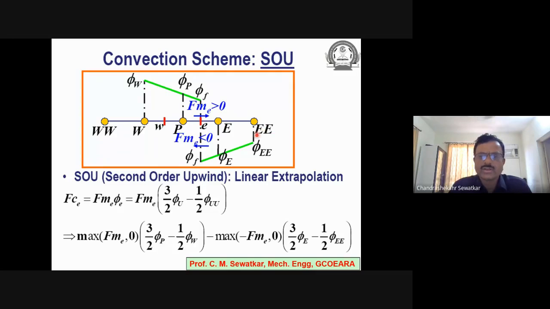But when the flow is occurring in negative x direction, my phi u is phi capital E and phi uu is phi capital EE. So I can again use the same methodology as we discussed in FOU. Maximum of F_me, comma 0. When the flow is occurring in positive x direction, this term will be retained. When the flow is occurring in negative x direction, this term will be retained and this term will be omitted.